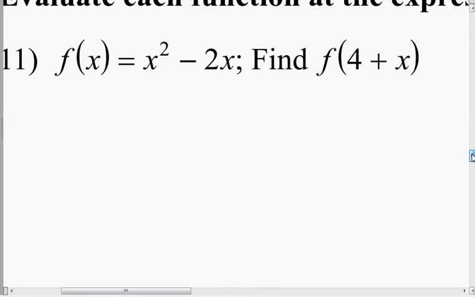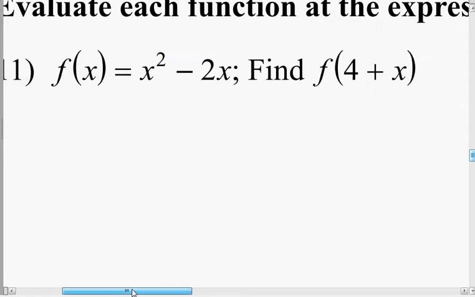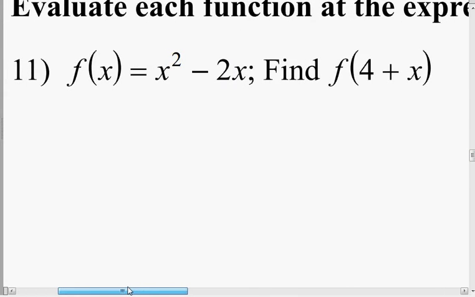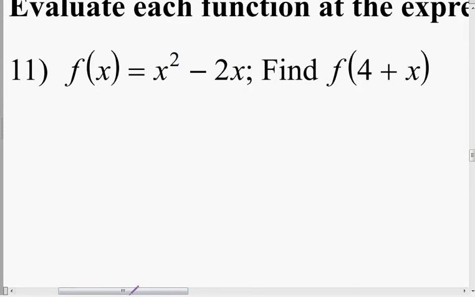Okay, number 11, we're into a new category now. We evaluate the function at the expression. So it's different than number 10. In number 10, I had an expression in the function. Instead of x, I had x minus 3 or x plus 5. Now I have a straightforward function, f of x equals x squared minus 2x. But they want me to plug in an expression. I don't have to find the number to plug in. I'm not going to plug in a number. I'm going to plug in 4 plus x.